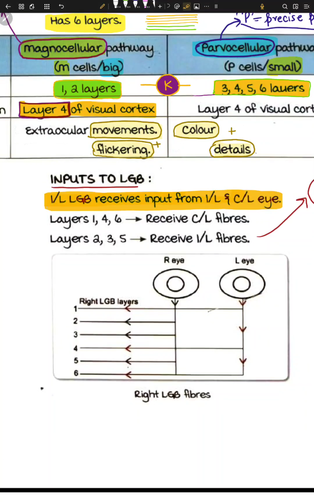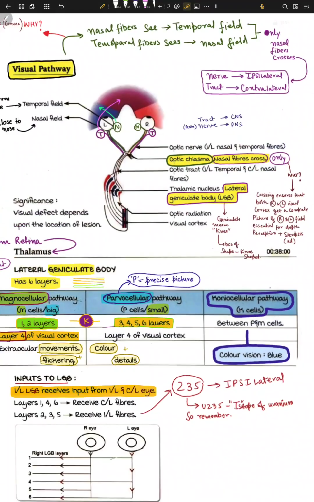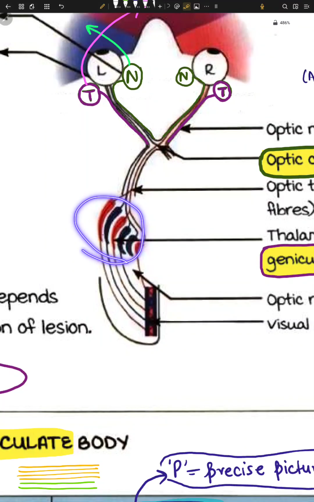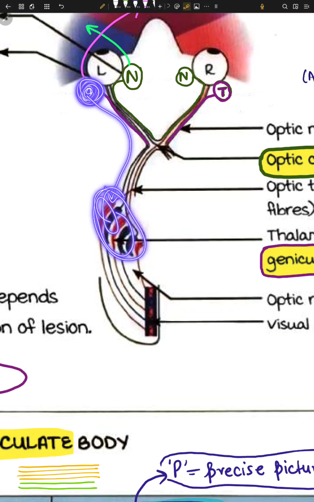What happens is that the ipsilateral LGB nucleus receives input from the ipsilateral and contralateral eye. What does it mean? It means that this nucleus is getting input from the left eye and the right eye, both eyes. Why is this happening? Because the temporal fibers from the left eye are innervating this one, right? Because they don't cross. And the right eye nasal fibers innervate this nucleus as well because they cross at the chiasma.